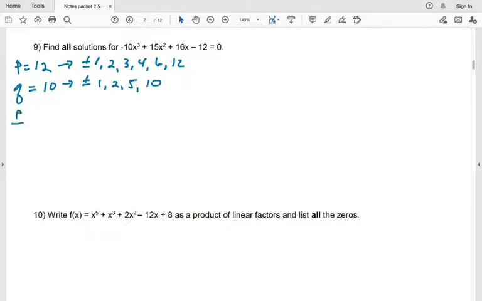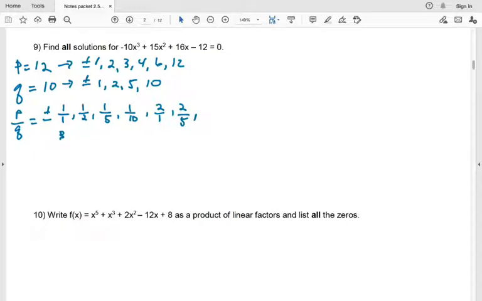So when we do P over Q, we're going to get a lot of results because we have to do each P over each Q. If they simplify to be one that you already have, you don't write it again. So let's start with 1. 1 over 1, 1/2, 1/5, 1/10, and then 2 over 1. 2 over 2 is just 1, so we don't need to write it. 2 over 5, and then 2 over 10 is the same thing as 1/5, so we don't need to write it either. Now let's do 3.